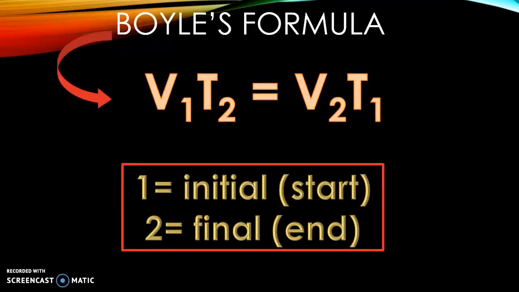So again, here's a formula. It looks very similar to Boyle's law, but it's actually Charles'. And I actually made a mistake there. It is Charles'. So V1 times T2 equals V2 times T1. Again, the 1 is always the initial, and number 2 is always the final.